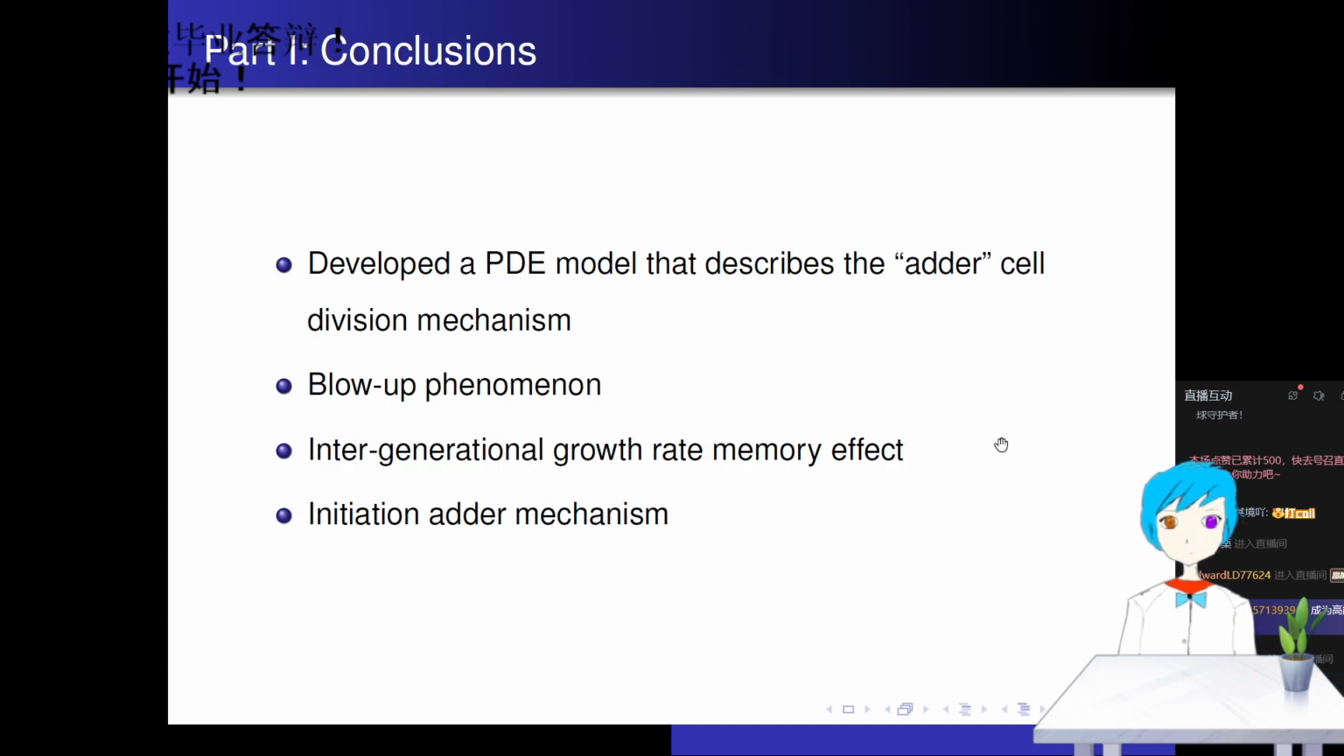So here are the conclusions of this part, macroscopic modeling for cellular proliferation. We developed a PDE model that describes the adder cell division mechanism. We also incorporated some recent biological experimental findings in our model, like the blow-up phenomenon, the intergenerational growth rate memory effect, as well as the initiation adder mechanism. So do you have any questions about this part?